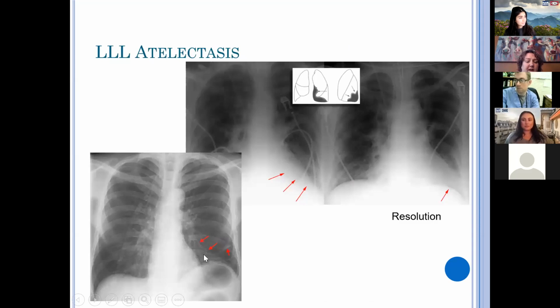This is the same finding in the left lower lobe. You can see here, you lose really this definition of the left heart border. As compared to this, when this atelectasis has resolved, you can see clearly the diaphragm where you could not see that over here before.